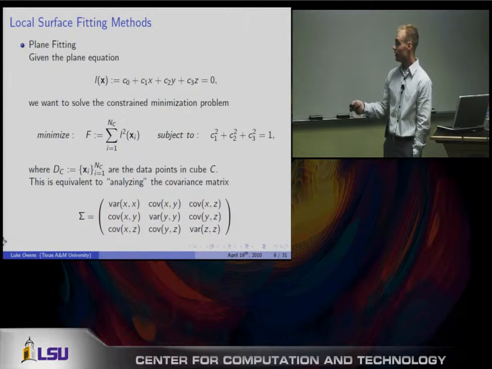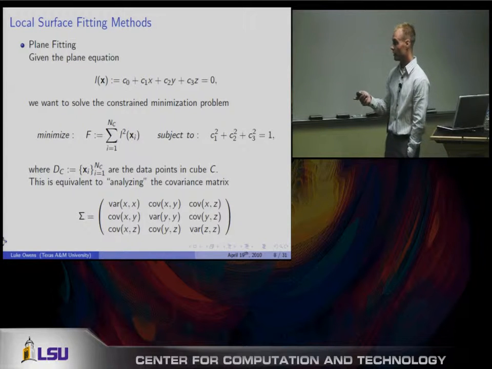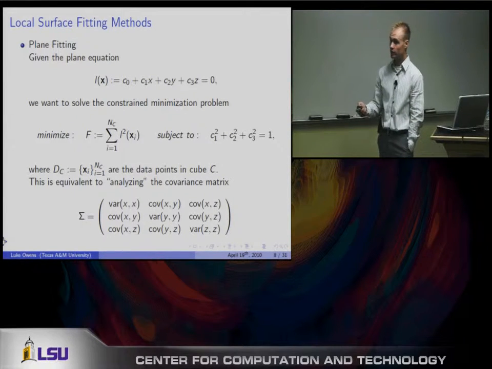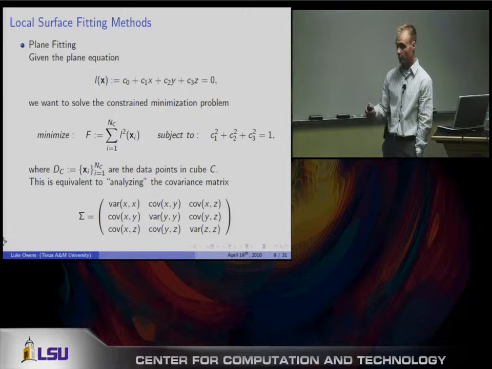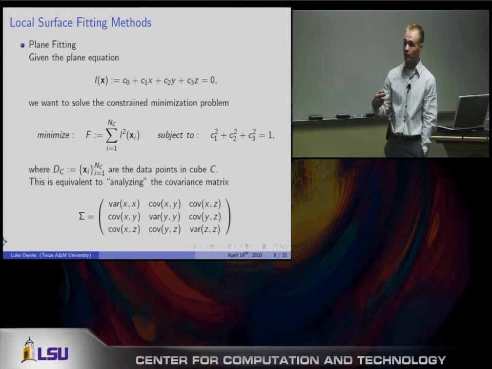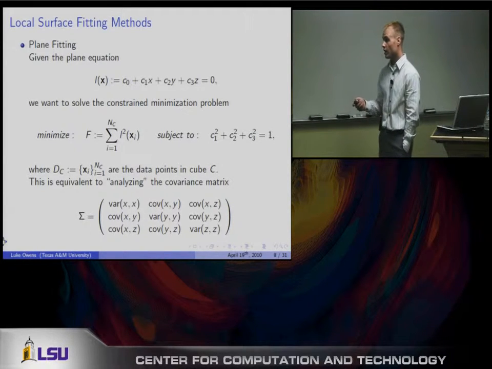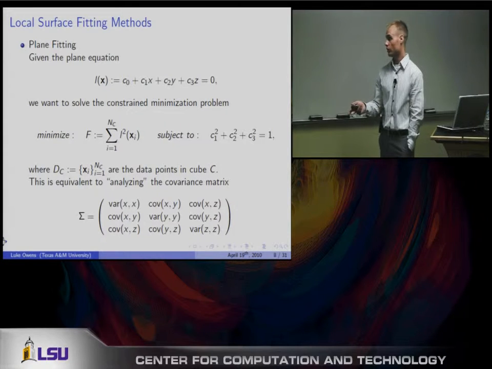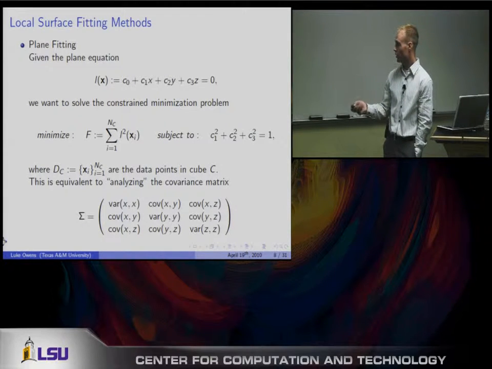This covariance matrix is very important. We use this in all of our analysis. We find this matrix, then we compute the eigenvalues and eigenvectors. The eigenvectors will be orthogonal and with unit norm.